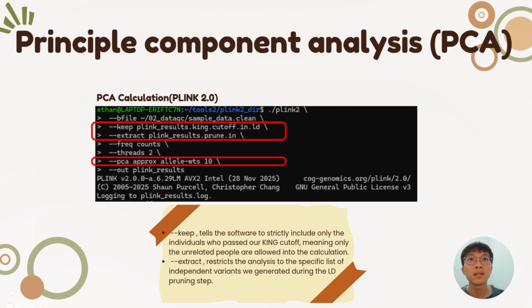Once the data was clean and unrelated, I moved on to the calculation using PLINK 2.0. And as you can see in the third code block, I use the keep and extract commands to tell the program to only use the clean list of people and variants we created in the previous step. And then I calculated the top 10 principal components.